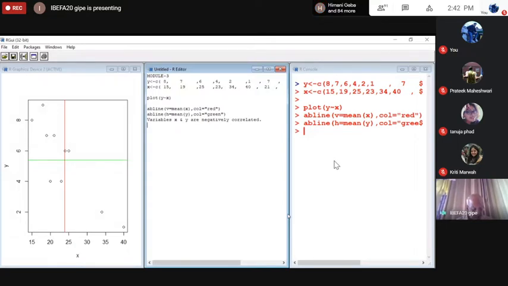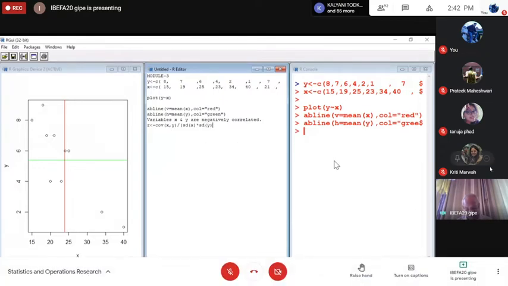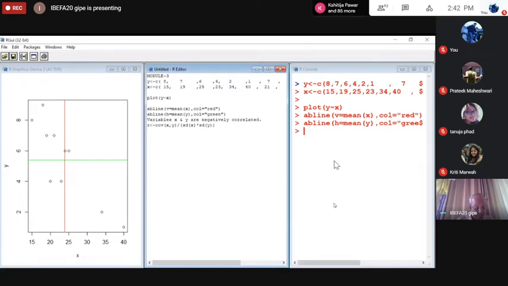Then we computed a measure R: covariance between x, y upon standard deviation of x, standard deviation of y. Correlation coefficient is a measure that talks about the strength of dependency.